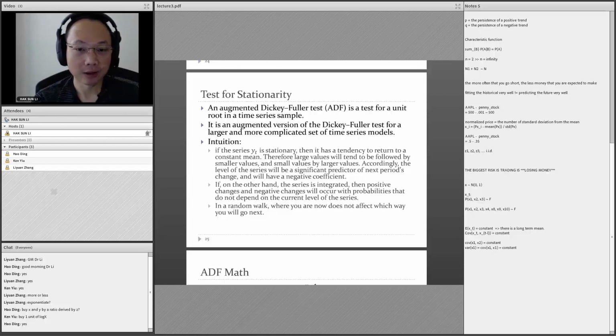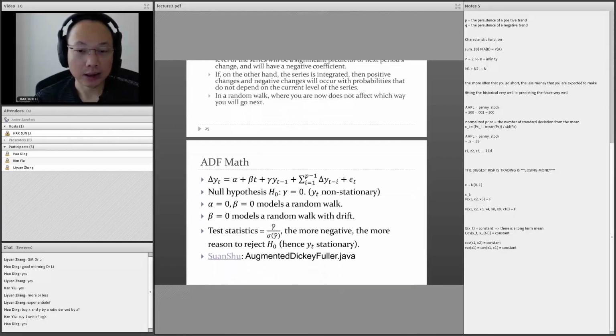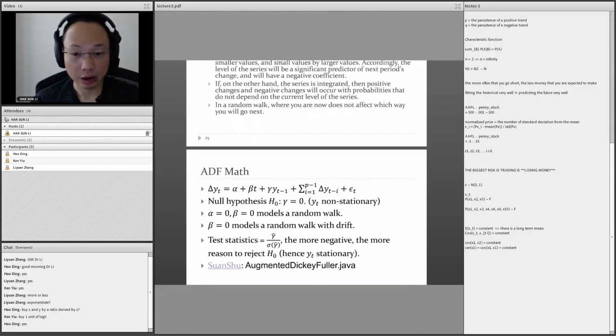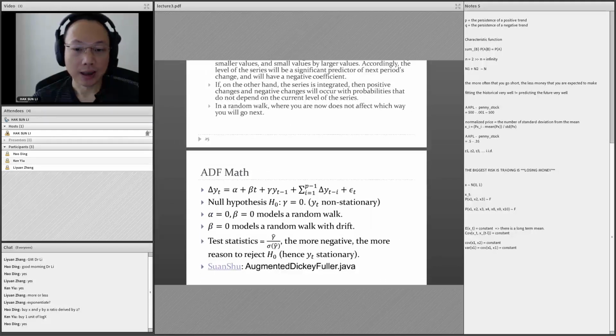Now, the idea is that if something is stationary or mean reverting, then the change in the time series, delta y, will be dependent on the current level y. So delta yt will depend on yt. Here's the equation. Delta yt will depend on yt if it's mean reverting. Otherwise, it will not. So we assume this structural form of the time series, and we want to check whether delta yt depends on yt. And if delta yt does not depend on yt, namely that gamma equals 0, then yt is non-stationary, right?